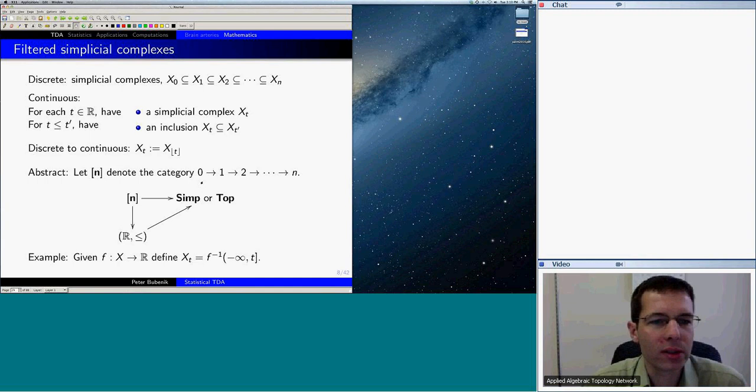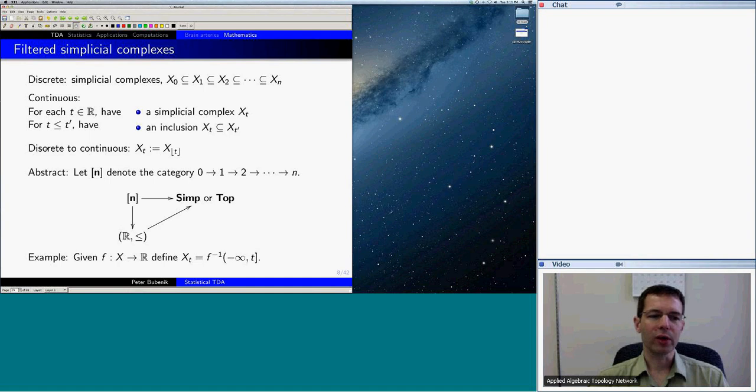Look at that in more mathematical detail. Since the data is discrete, we always have a finite set of simplicial complexes. But technically, it's often convenient to think of that as being a snapshot of a continuous filtration. So we think of having, for each real value, a simplicial complex, and for pairs of real values, we have inclusions. And we can go from the continuous to the discrete by just sampling on a grid, evaluating on a grid.